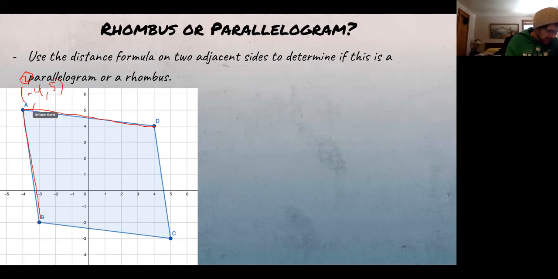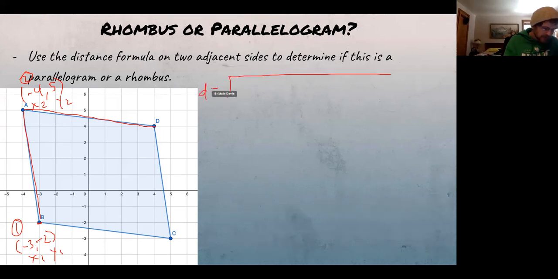So that'll be x sub 2 and y sub 2. And for B, this will be point 1, and that'll be -3, -2. And that'll be x sub 1, y sub 1. The distance formula is the square root of x sub 2 minus x sub 1 squared plus y sub 2 minus y sub 1 squared.